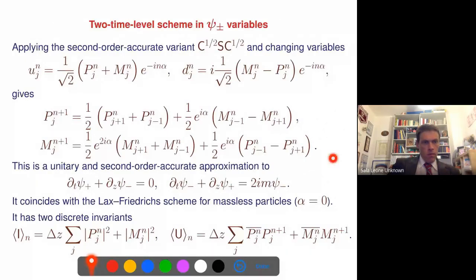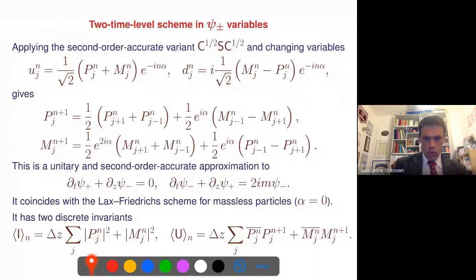That's unitary, it's second order accurate, and it's a discretization of those things I showed before, trying to get to the non-relativistic limit. It also coincides if I've got massless particles. So these things are all just one. This is the Lax-Friedrichs scheme for P and M just affecting each other. You think, well, surely Lax-Friedrichs is dissipative, but not when you're exactly on Courant number 1, which these lattice schemes always are. There are then 2 discrete invariants of this scheme, total probability now in terms of P and M squared.